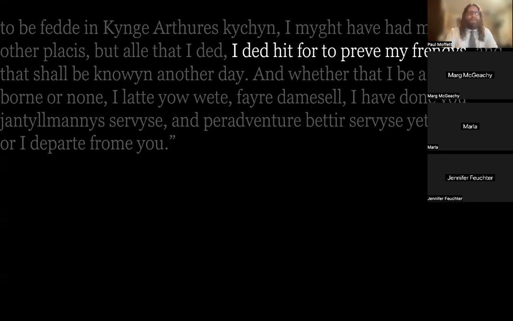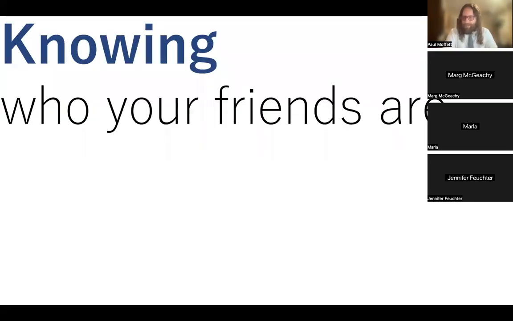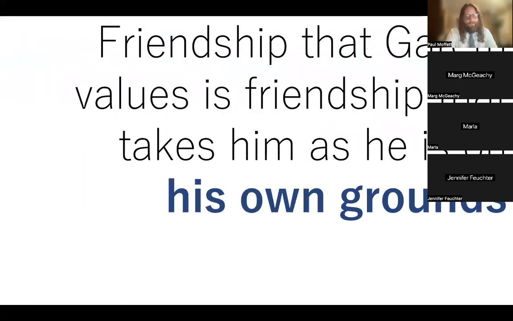The point of going incognito is finding out who your friends are, both because it's friendship that Gareth values, friendship that takes him as he is on his own grounds. He wants to be friends with people who value him as an individual, not just because of who his brother is. But also it allows him to judge other people's character. So how do they treat an unknown knight? And also it allows him to prove his friends in the opposite direction, not only discover who his friends are, but also prove them in the sense of deserve them. So he does things so that when he has friends, people will want to be his friend based on what he has done, rather than on who they know him to be, his family.